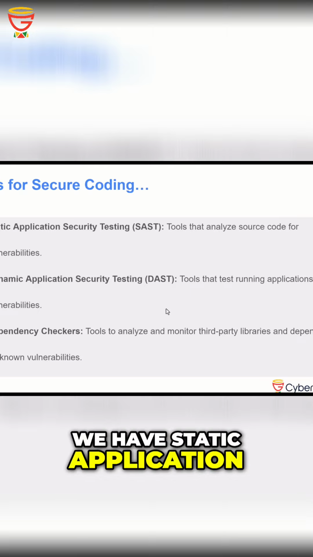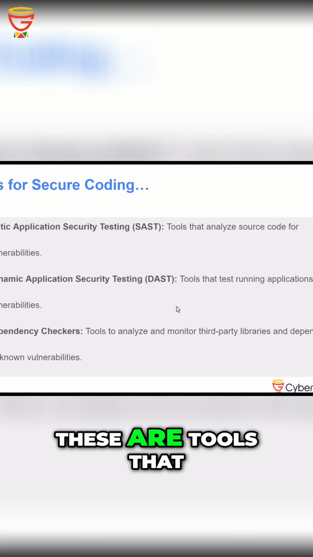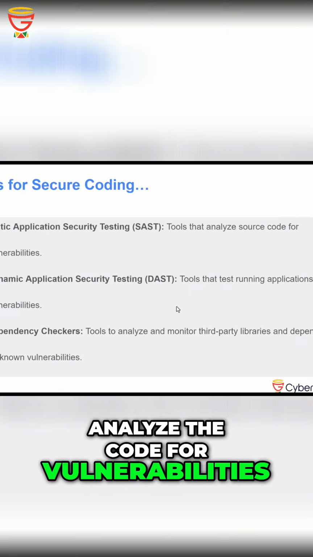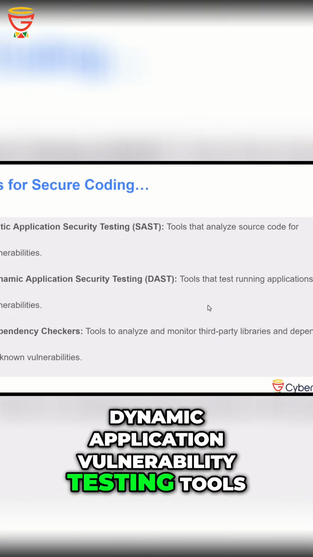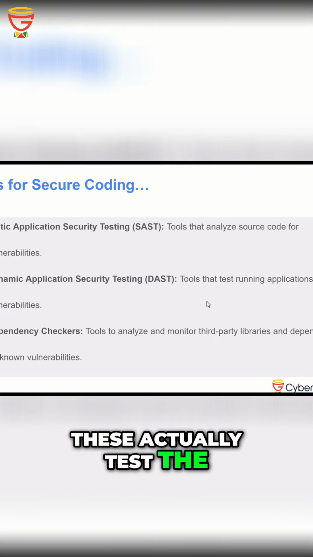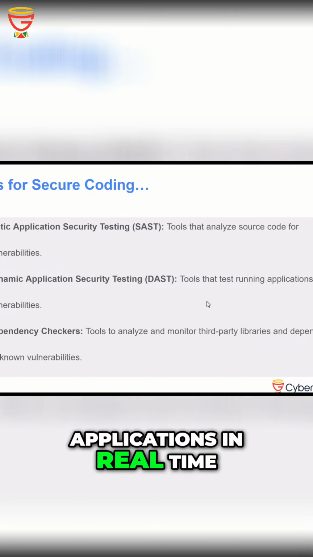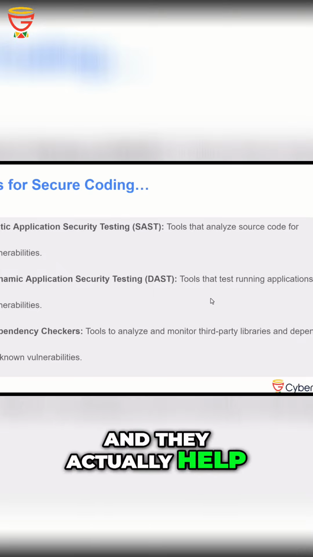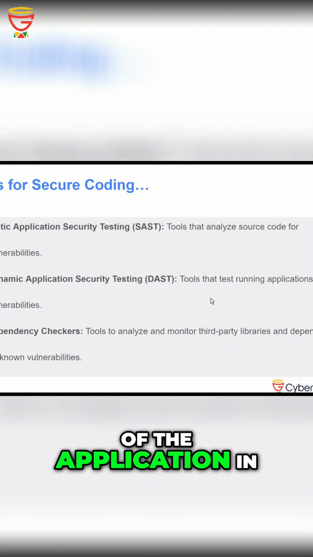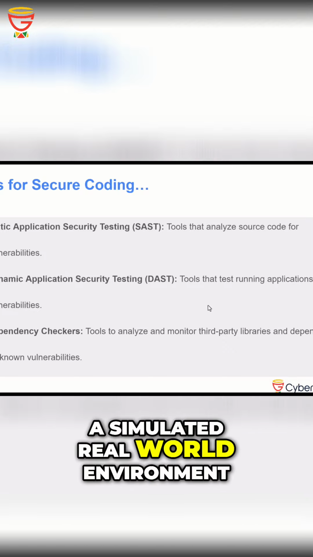We have static application security testing tools. These are tools that analyze the code for vulnerabilities. And then we have dynamic application vulnerability testing tools. These actually test the applications in real time once we have finished coding, and they help us identify the behavior of the application in a simulated real world environment.